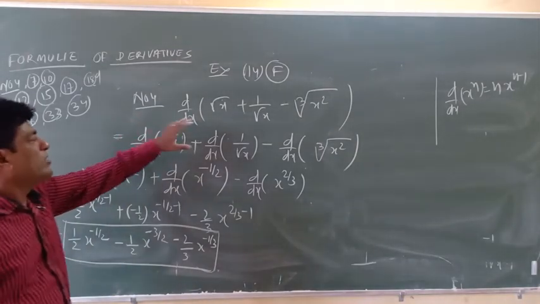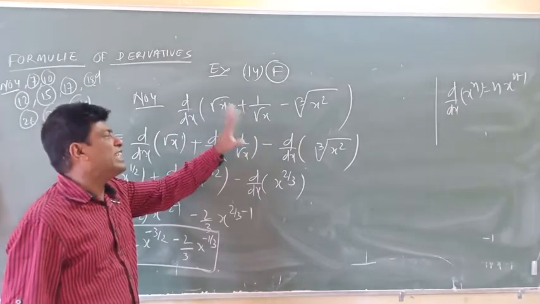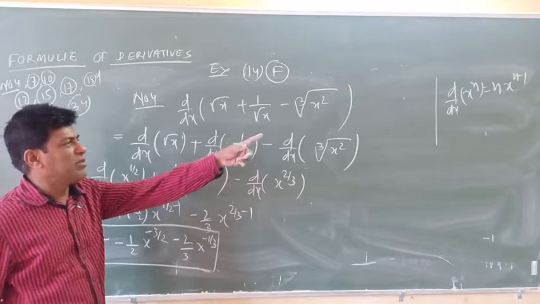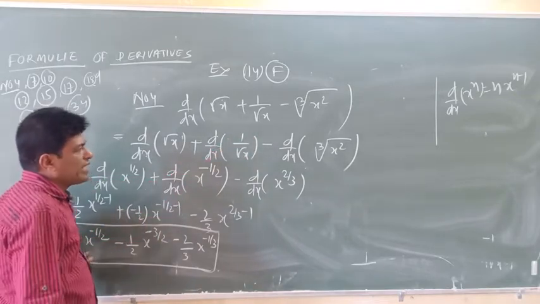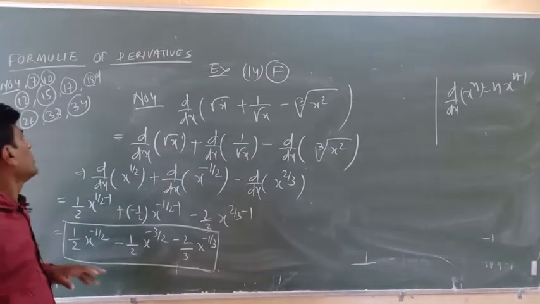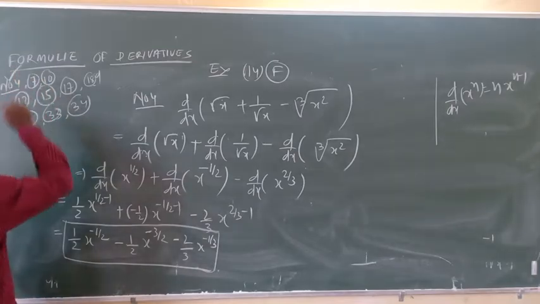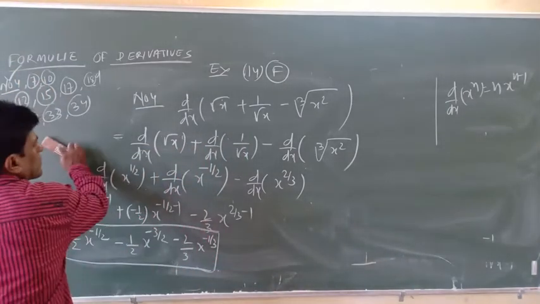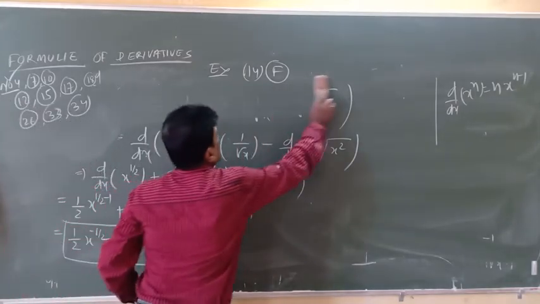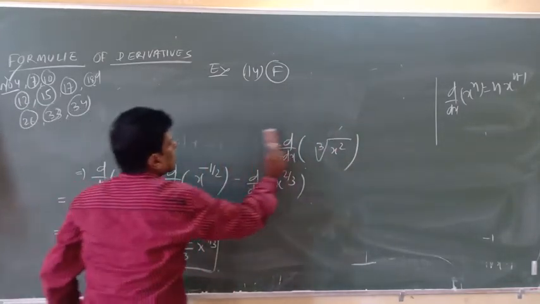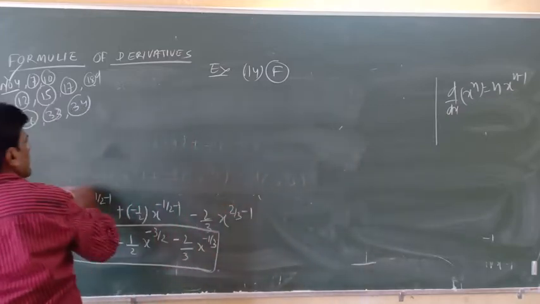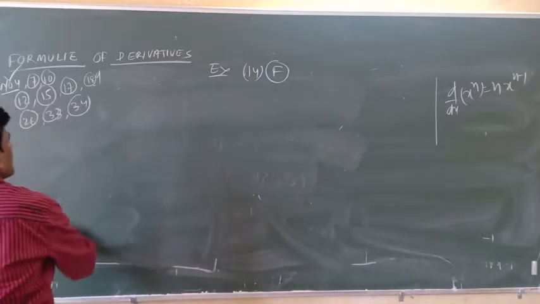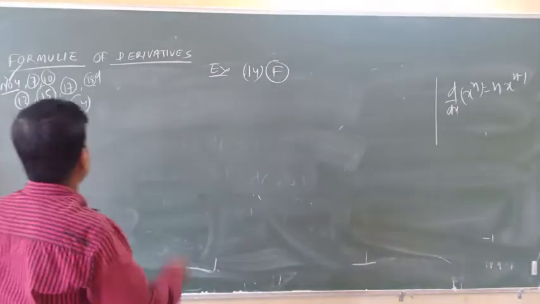First step, just using the algebra of derivative, simplify. Then put this formula and find the result. Okay? That's all about your number 4. So already number 4 is completed. Then going to number 7.